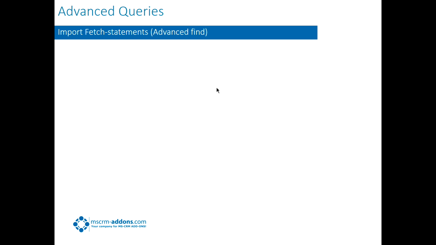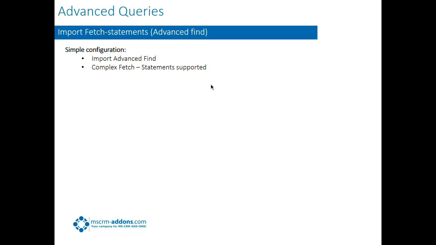fetch statements. Basically it's sort of like advanced find, but a lot better and more advanced than advanced find, if you can believe that. It's a simple configuration, so you can set up an advanced find, download that fetch XML, and put it in there, and it's going to create this whole query for you for your PowerSearch, for your search.